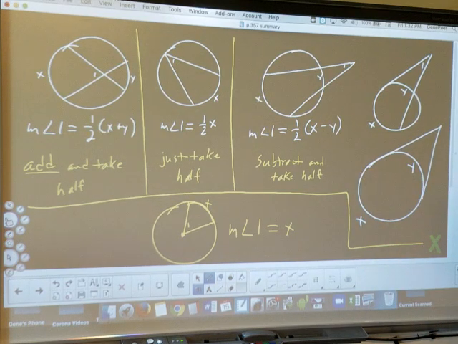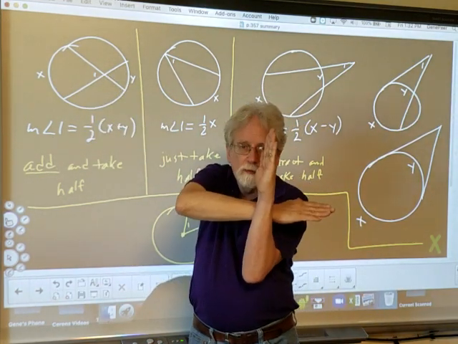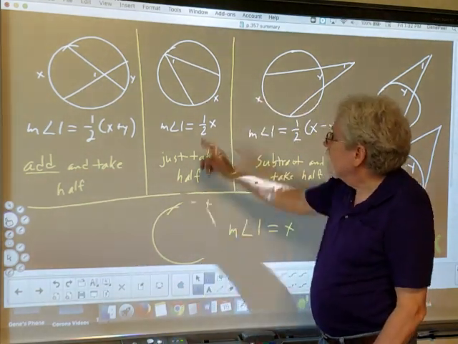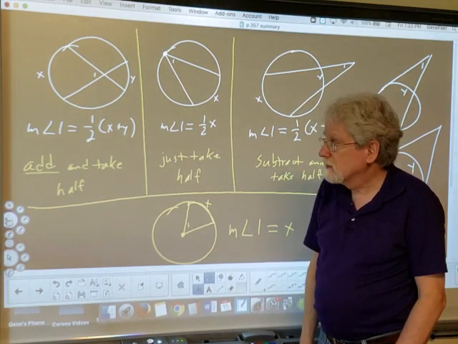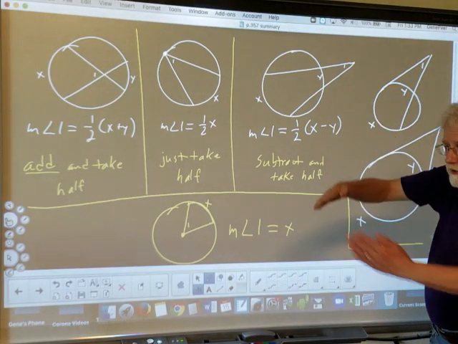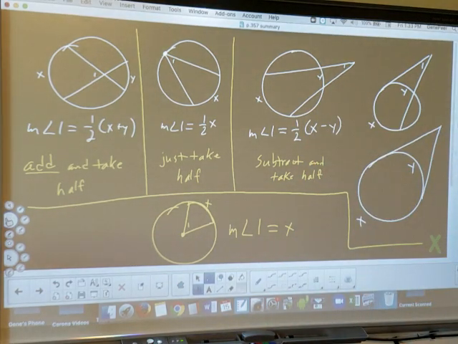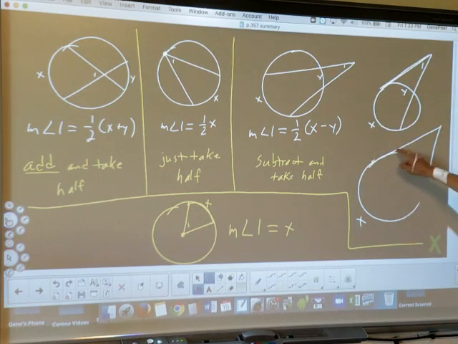All right, once again, here's your summary of this whole section. If they meet inside, remind you of a plus sign, add, and take half. If they meet on the circle, just take half. That's old stuff. If they meet outside, that's when you subtract and take half. And that's equally true if one of these guys happens to be a tangent, or even if both of them are tangents. You still subtract and take half.